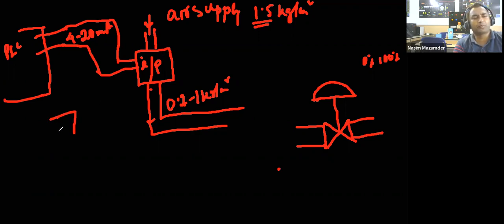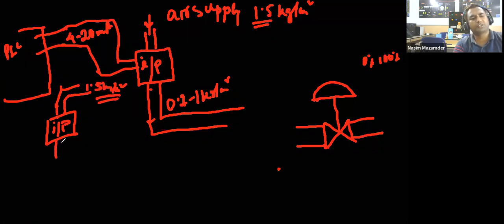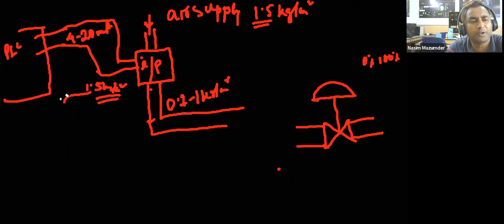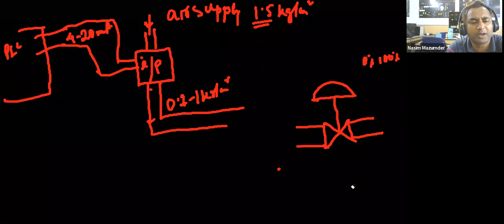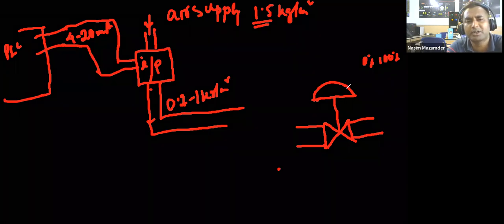If you are using an I to P converter, then in general the supply of the I to P is always 1.5 kg per centimeter square, and the output is standard. It is 3 to 15 psi. It is something standard that is available in the market. Then depending on the size of the valve, because this 0.2 to 1 kg is such a low signal that it is hardly able to control a big control valve, is it not?